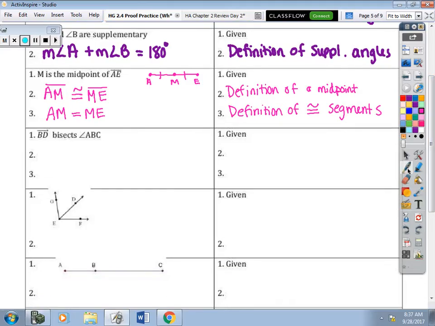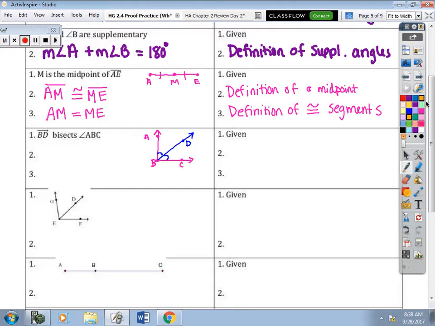All right, the next one says that ray BD bisects angle ABC. I'm going to draw a little picture. You don't have to, but it might help. So angle ABC, ray BD bisects. Remember my little analogy of dissecting a frog, cutting in half. So the bisector will cut it into two congruent angles. So I'll add little markings. Who can tell me what I would write on line 2?